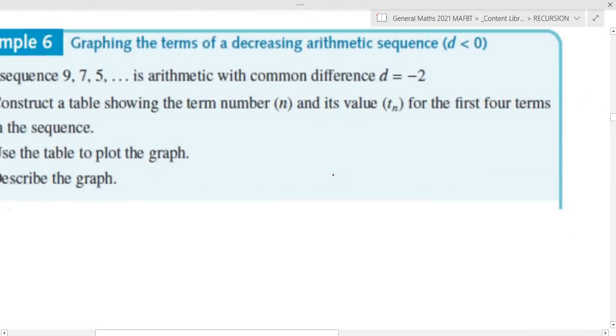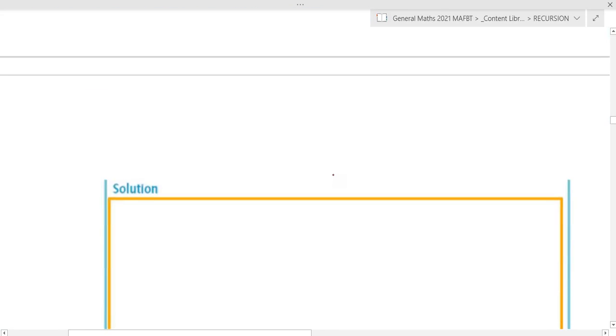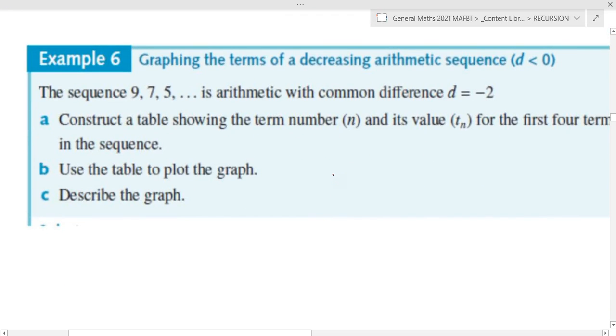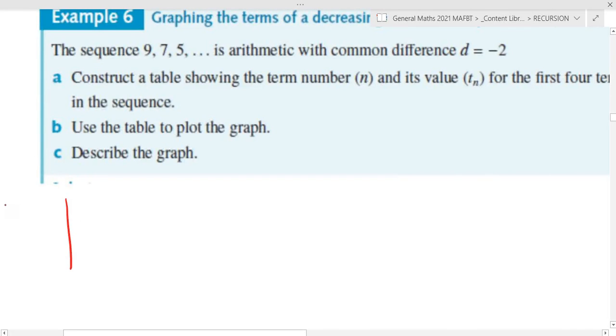All right, I want you to now do this as an example, guys. Same thing, but now watch out for the common difference. It's -2. So same thing: table of values, make the graph, describe the graph. Table of values, remember, X and Y table. Don't be a Bobby and skip it or miss it out.